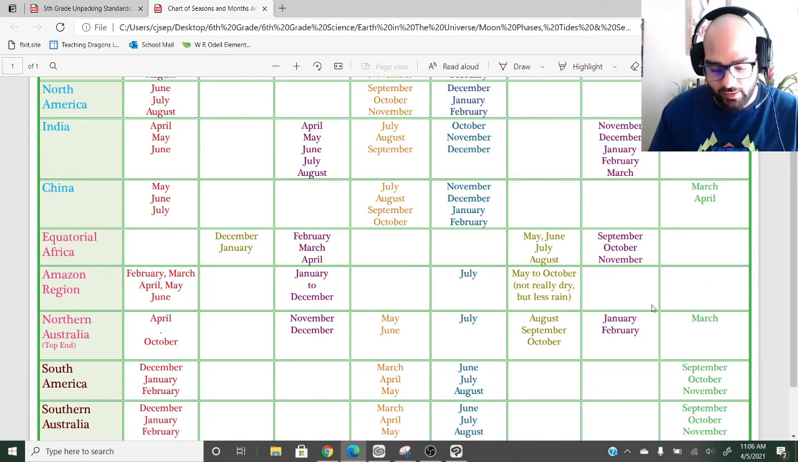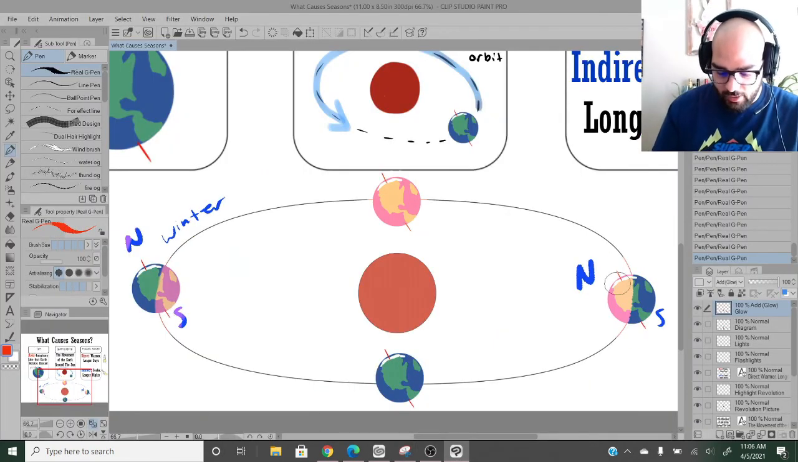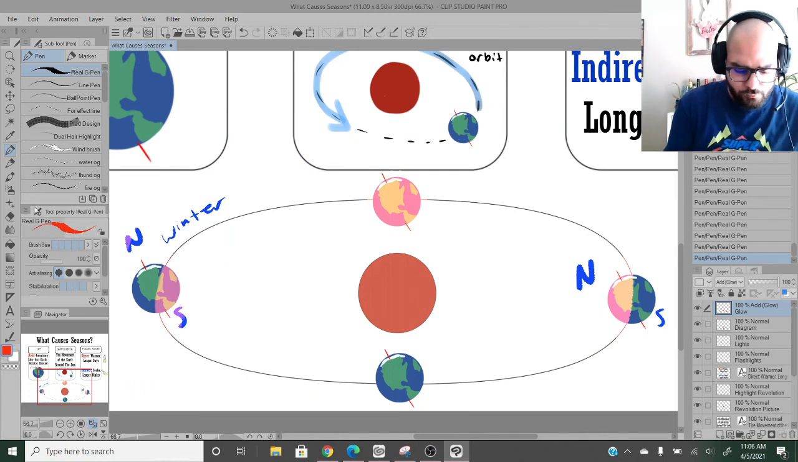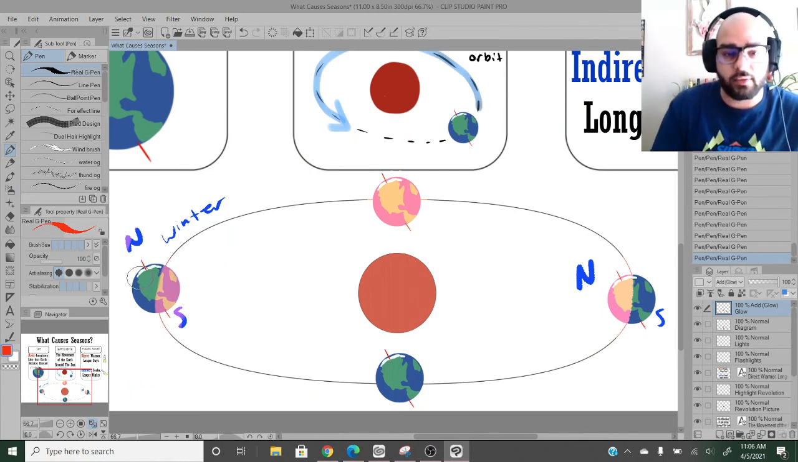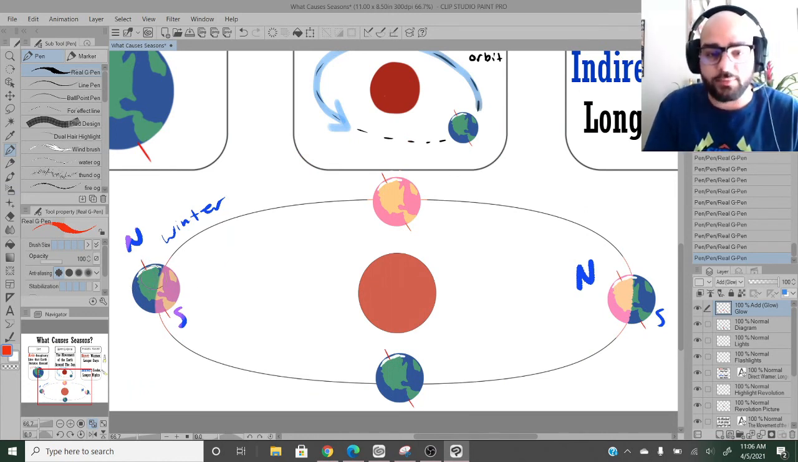So what does this tell us? Well, this tells us a lot about this diagram that we just created. Whatever the northern hemisphere is experiencing, the southern hemisphere is experiencing the opposite season.